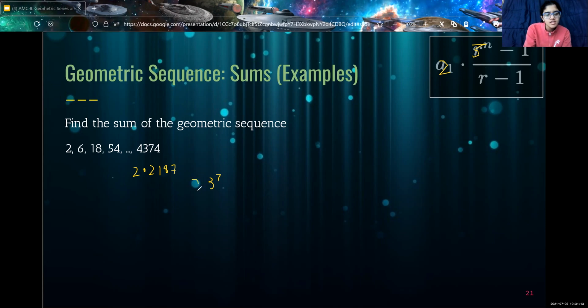So that means our greatest term is 2 times 3 to the power of 7, meaning that to get from 2 times 3 to the power of 0 to 2 times 3 to the power of 7, we have to have 8 terms, right? So that means n is 8. So that means we get 3 to the power of 8. Okay, we get 3 to the power of 8 minus 1.